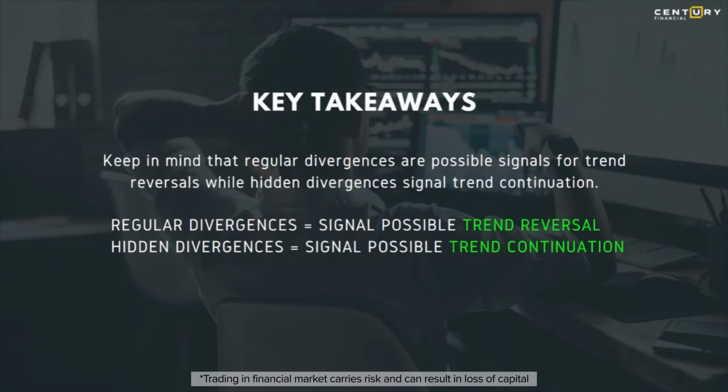Now, key takeaways: keep in mind that regular divergences are possible signals for trend reversals, and hidden divergences signal trend continuation. So depending on what kind of trader you are, you can look for signals based on whether you want to go with the trend, or if you want to go against the trend and find the lows and the highs to take a buy and a sell. Again, regular divergence signals possible trend reversal, and hidden divergence signals possible trend continuation.